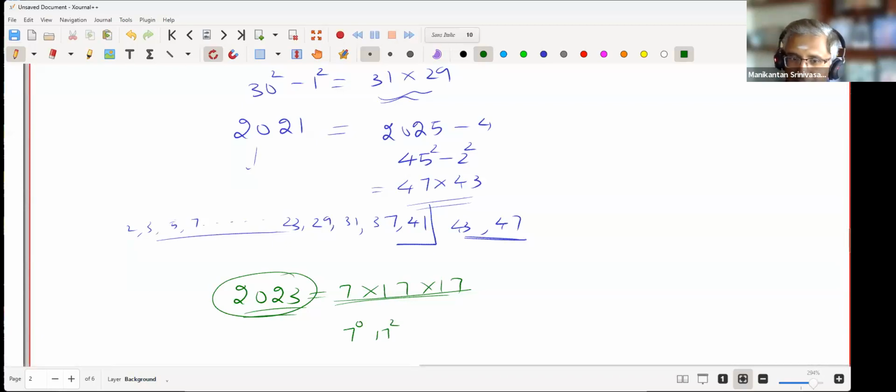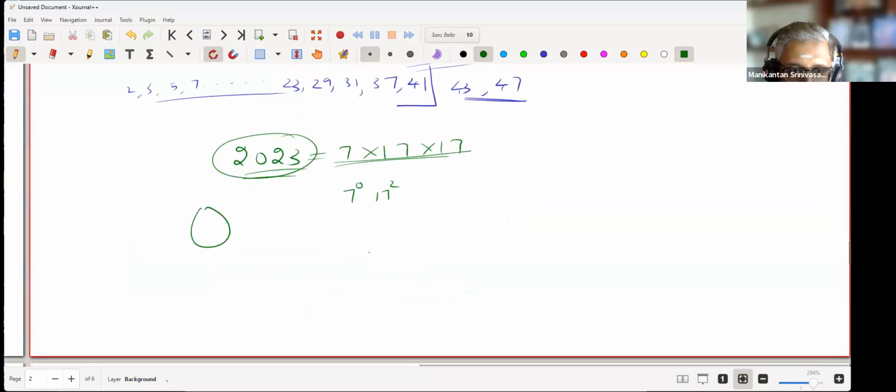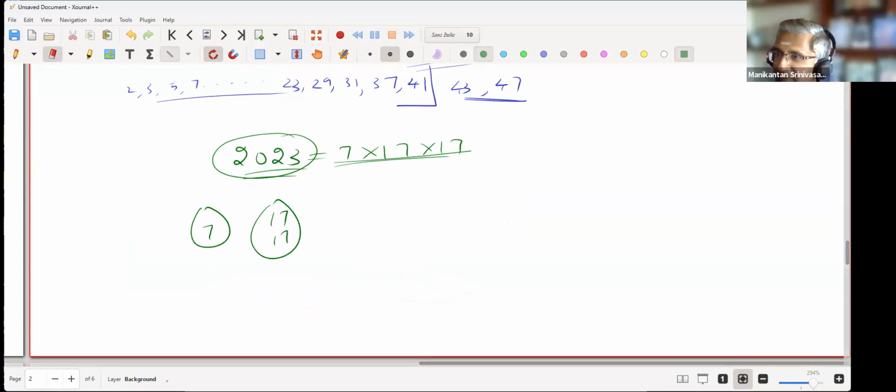We can use the same basket trick, right? I have a 7 basket, which has 7 power 1. I have a 17 basket. Now, to generate a perfect square, I need to pick an even number of entries from each basket. From the 7 basket, I have only one option, namely to pick 0 7s, whereas from the 17 basket, I can pick either 0 17s or 2 17s. Therefore, there are two options, namely the numbers 1 and 289. Make sense, everyone? Neve, are you with me completely?